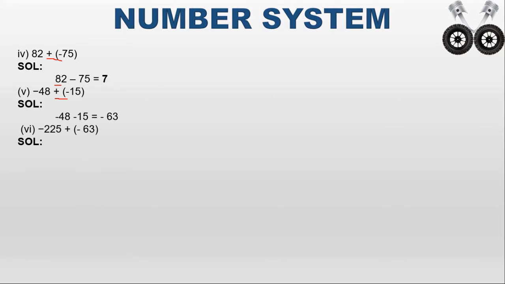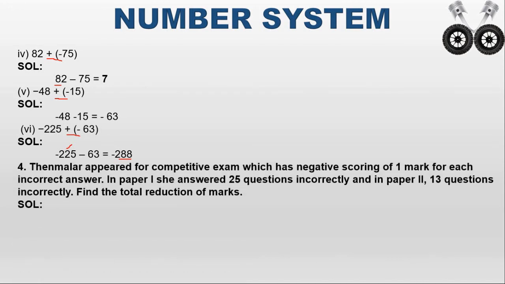What is the next one? Minus 225 plus minus 63. So you have to change the sign. Plus into minus is a minus. So minus 225 minus 63. So both are having the same sign. That means you have to add. So 225 plus 63, the answer is 288. So the biggest number is minus 225, so you have to put the sign, that is the negative sign. So the answer is minus 288.